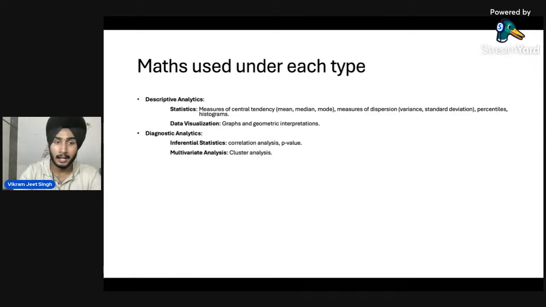Under that we do the cluster analysis, building up small clusters of the data entities, and then understand how they are performing. So this is what we do in cluster analysis.